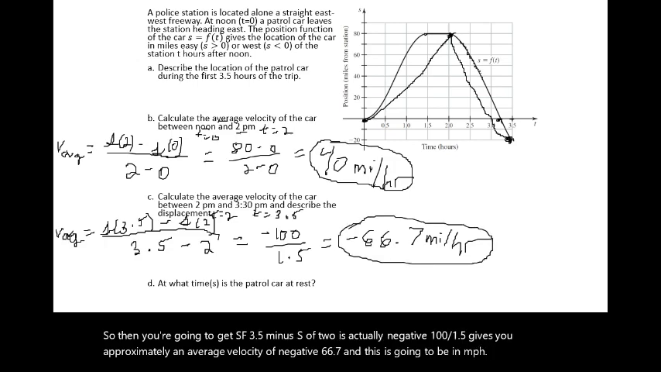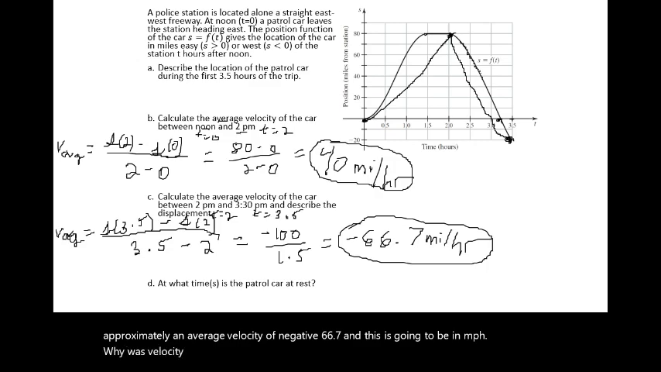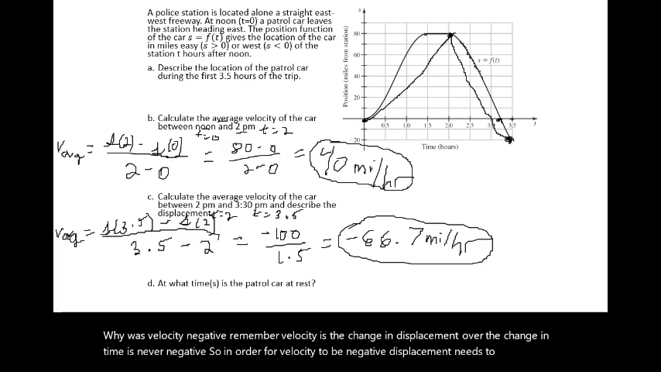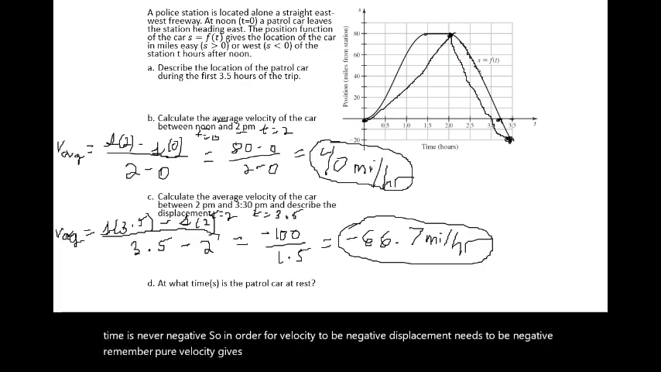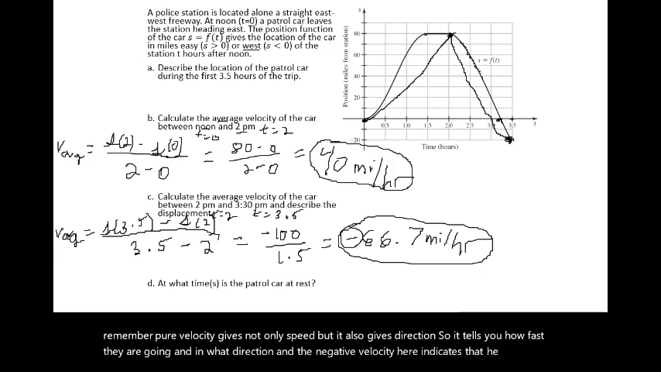So why was velocity negative? Remember, velocity is the change in displacement over the change in time. Time is never negative, so in order for velocity to be negative, displacement needs to be negative. Remember, pure velocity gives not only speed, but it also gives direction. So it tells you how fast they are going and in what direction. And the negative velocity here indicates that he is heading west, because west is defined as negative position.